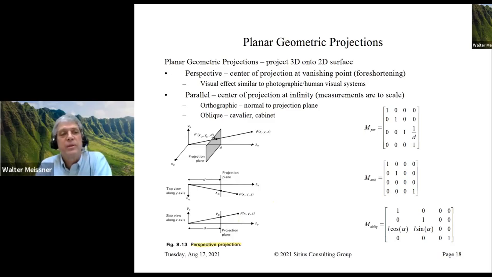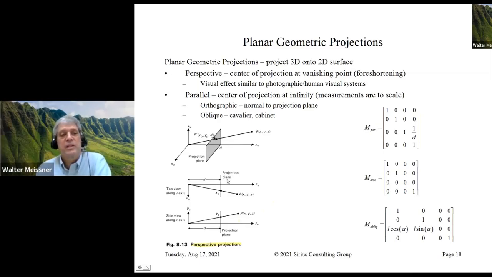And within the parallel, there's two ways of doing it. One is orthographic, which means the projection is normal to the projection plane, and the other one's oblique. And within oblique, there's two styles, cavalier and cabinet.